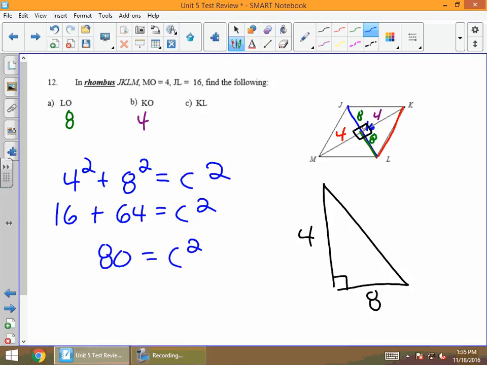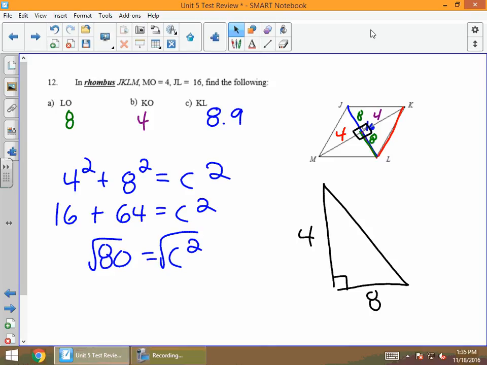How do you undo a square? Square root. Now this one you can just give me the decimal, so you can just give me an approximate answer. When you do the square root of 80, you get approximately 8.9. Good for me. We're done. No, we're not. We have the last one.